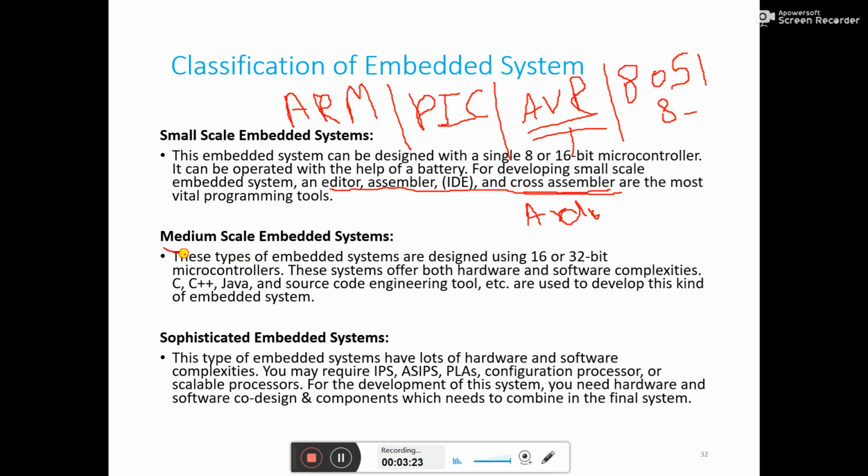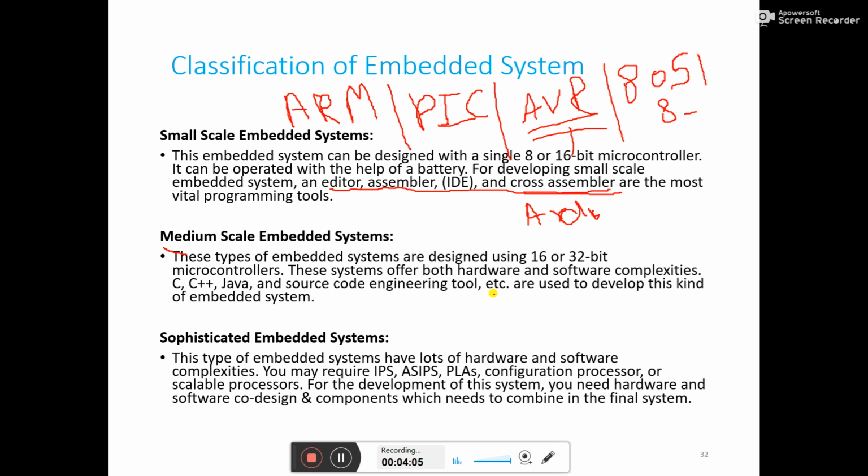Now the medium scale. In medium scale, these types of embedded systems are designed using 16 or 32-bit microcontrollers. For such cases, we can go to IoT types of applications where we need more processing power. An internet router is also one example of a medium scale embedded system. These embedded systems involve both hardware and software complexity. For example, C, C++, Java and source code engineering tools are all used in this type of medium scale embedded system.